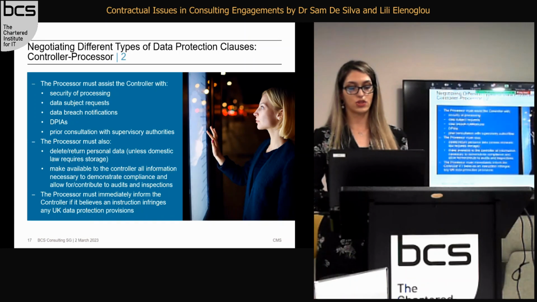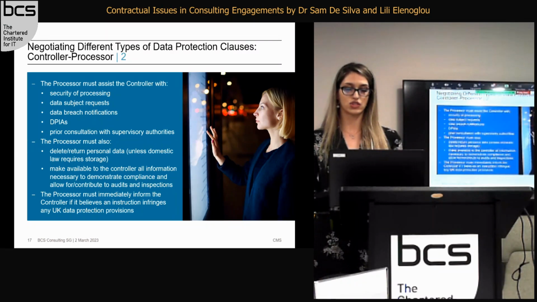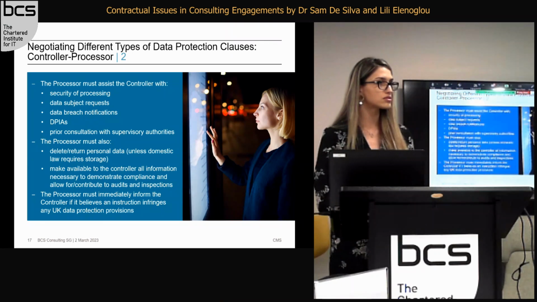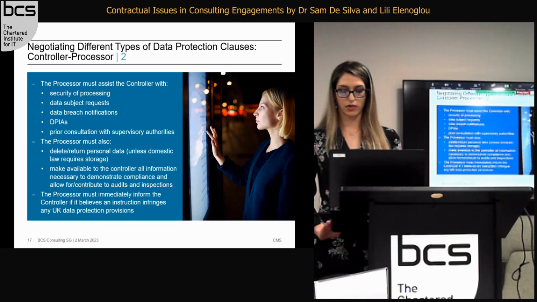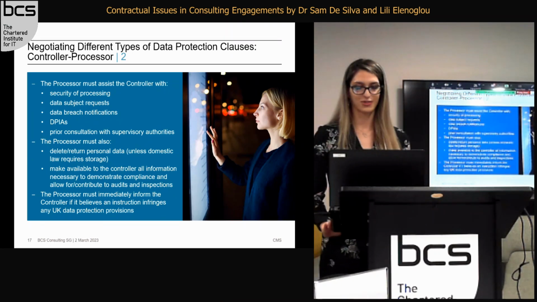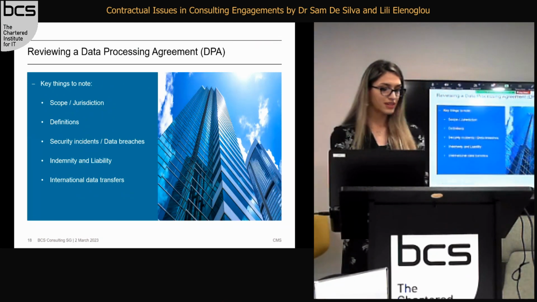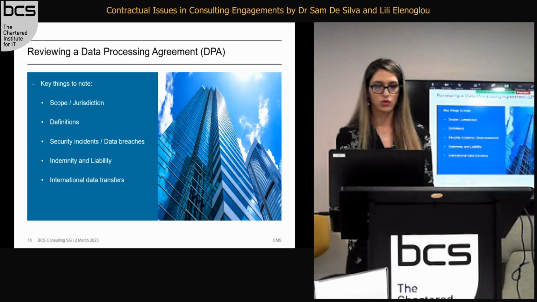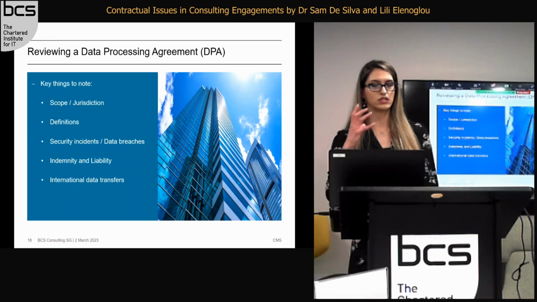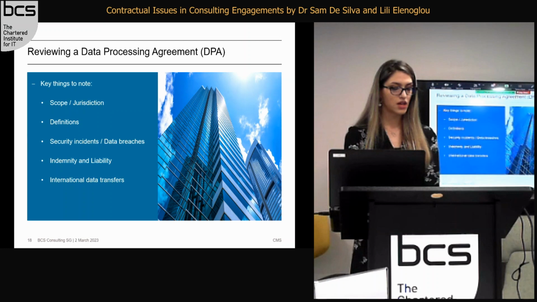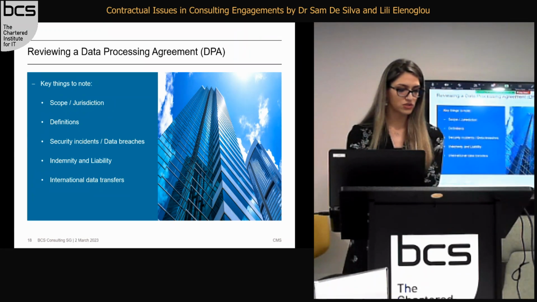We also have the provision that the processor must immediately inform the controller if it believes an instruction infringes any UK data protection provisions. And of course, this is normal. You wouldn't want to be in breach of data protection laws. So when reviewing a DPA, a data processing agreement, or data processing addendum, if it's an addendum in another agreement, we suggest looking for a few key provisions.